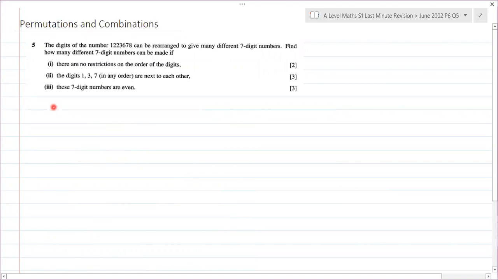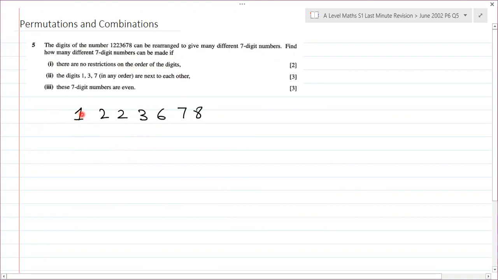The digits of the number 1, 2, 2, 3, 6, 7, and 8 can be arranged to give many different 7-digit numbers. Find how many different 7-digit numbers can be made if there are no restrictions in the order of the digits.